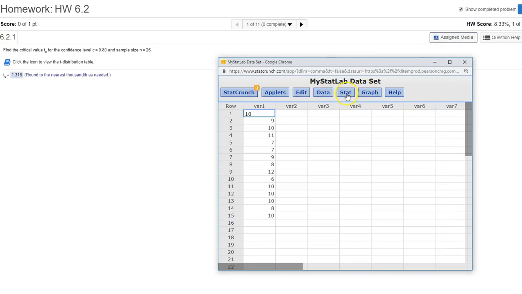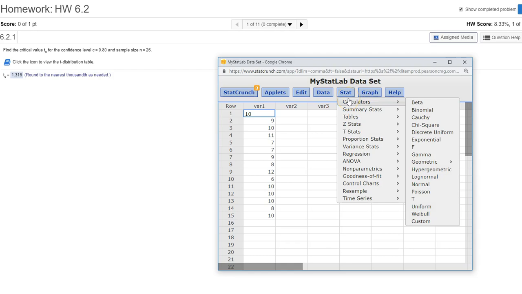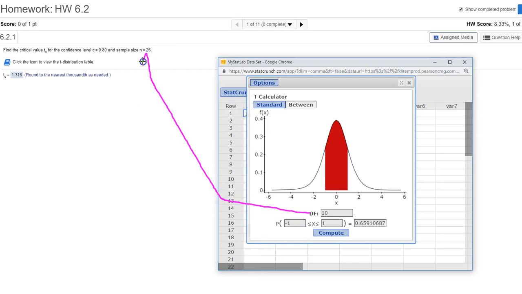because it's a t-distribution, I go to Stats, Calculators, T-Calculator. The only 2 things you have to enter are your degrees of freedom and your area under the curve. But before you do that, you have to make sure you are in between. Okay, so degrees of freedom is nothing but your sample size minus 1.